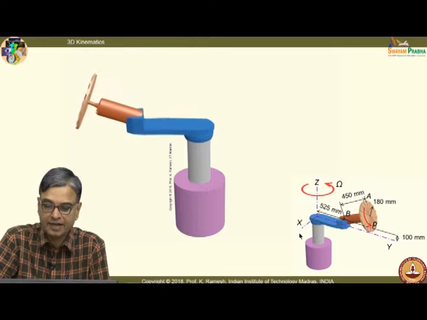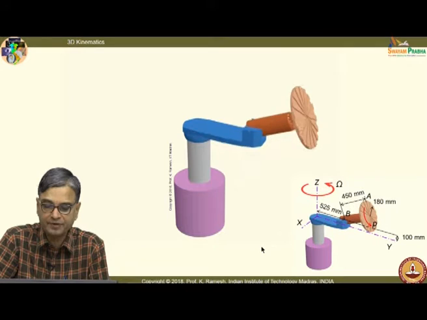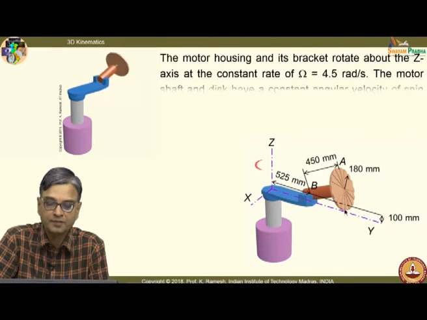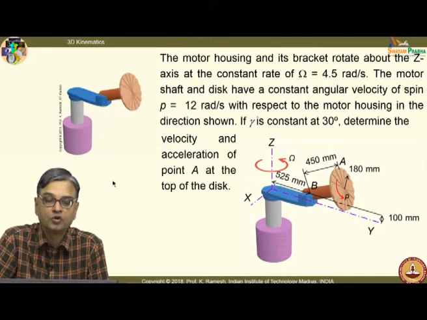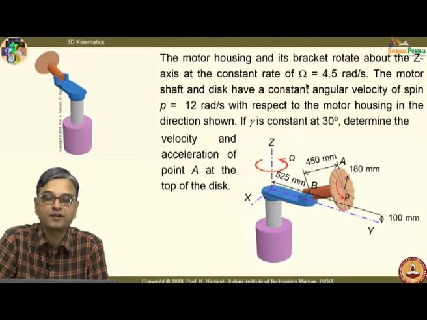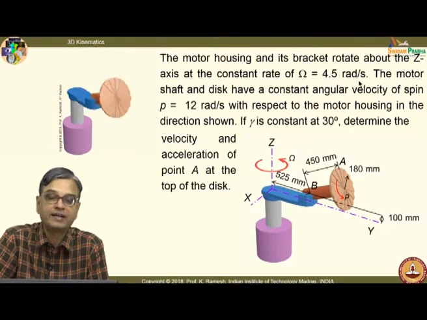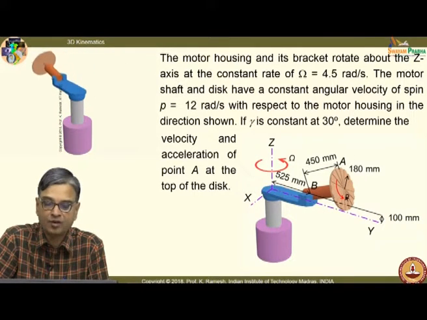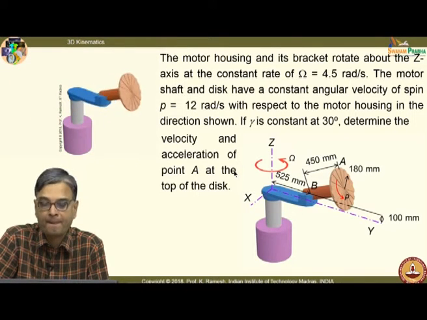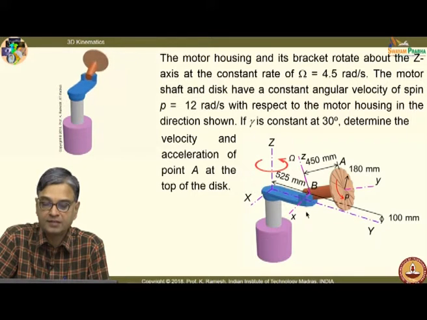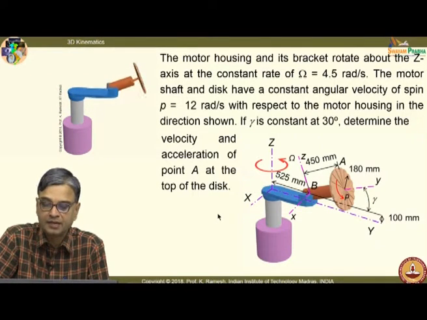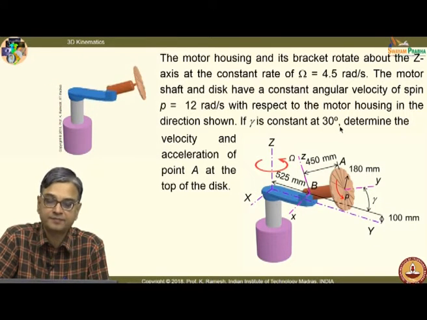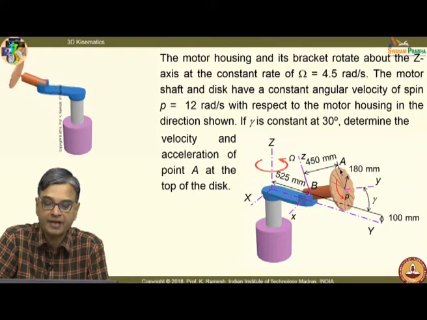and you are given the capital XYZ in the problem statement itself, and you are also given small xyz for the problem under consideration. So, write down the problem statement. The motor housing and its bracket rotate about the z axis at the constant rate of capital omega equal to 4.5 radians per second, and the spin of this disc is 12 radians per second, and you are also given the rotating frame of reference. It has made your life simpler, it is listed in the problem statement, and this axis is located at an angle gamma. If gamma is 30 degrees, determine the velocity and acceleration of point A at the top of the disc.